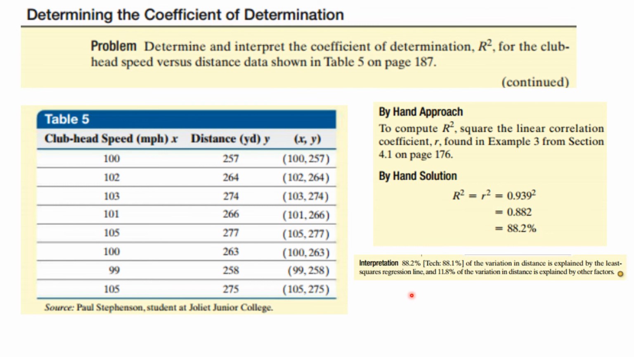What this means is that the variation in distance that is explained by the least squares regression line is 88.2% of the total variation. And 11.8% of the variation in distance is explained by other factors. A very valuable thing to know about.